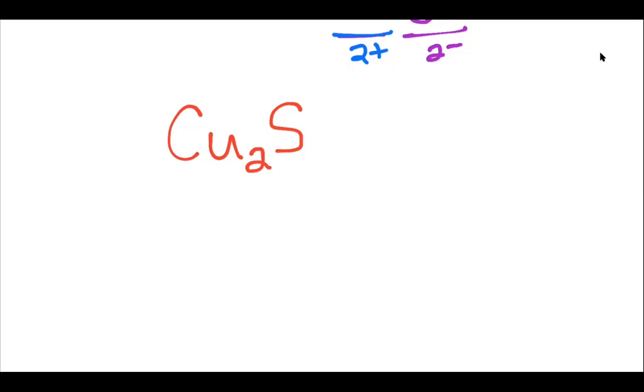Anybody know what Cu is? You can look it up if you need to. You can pull up a periodic table. Yeah, so Cu is copper, which is a metal, and it is a transition metal. So that should tell me A, it's ionic, and B, the fact that it's copper, a transition metal, should be telling me, oh, I'm going to have a Roman numeral in this name. And then what's the name of the element S? Sulfur.